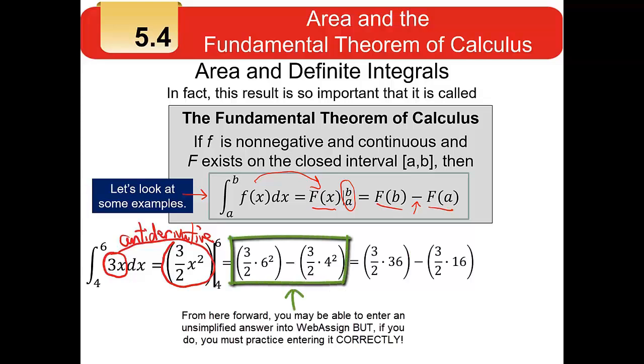Of course, 6 squared is 36, and 4 squared is 16, and 3 halves times 36, if you cancel the 2 into the 36, you get 18, and the 2 into the 16, you get 8, and you end up with 54 minus 24, which is 30. The idea is pretty simple.